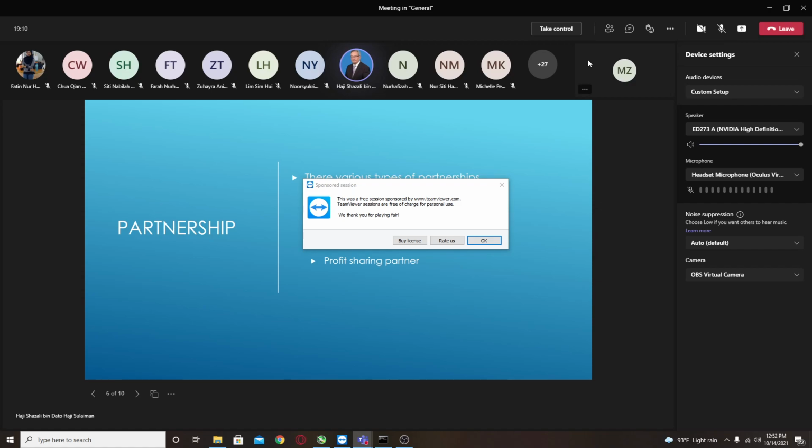So the partnerships have different types. Business partners, or your partner in a professional firm, salary partner, limited liability partner, profit sharing partner. There are situations where you are both salaried and profit sharing partners, as you will see in the examples that we will go through.